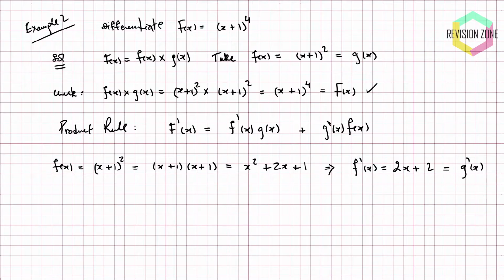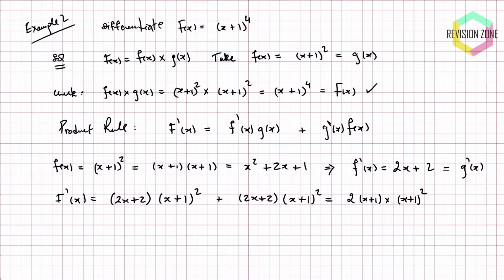In other words, the function capital F prime. So my f prime, obviously it's going to be 2x + 2. My g is going to be (x + 1)², let's leave it in that form, and my g prime is again going to be 2x + 2, and my f is going to be (x + 1)². So we can now tidy this up. Let me take out a factor of 2 from here and a factor of 2 from there. So I end up with 2(x + 1) times (x + 1)², and I'm going to have the exact same thing repeated because the second term is exactly the same as the first term.